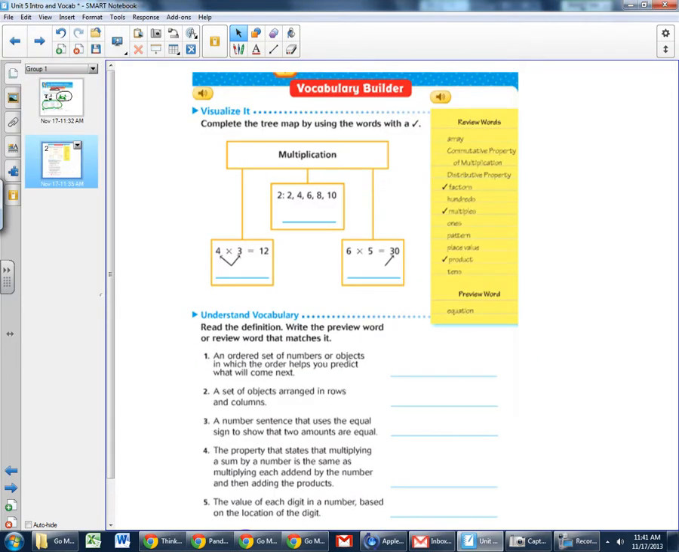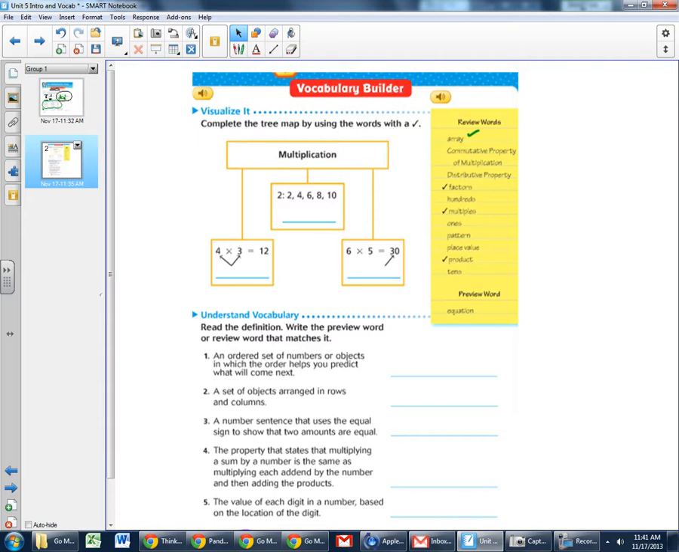Looking at our next page for the vocabulary builder, we're looking at a couple new words in this chapter. We've already talked about arrays, and remember that those are the combinations of rows and columns that you can draw out to give you a multiplication sentence and a strategy for solving it.